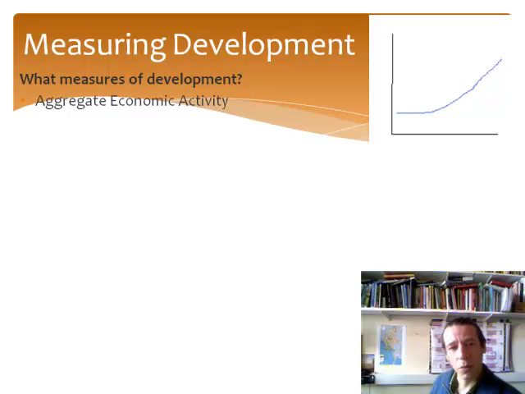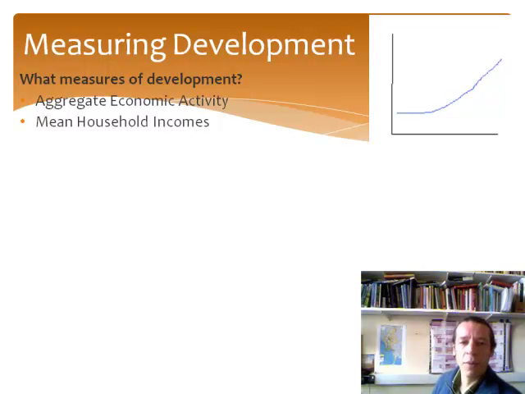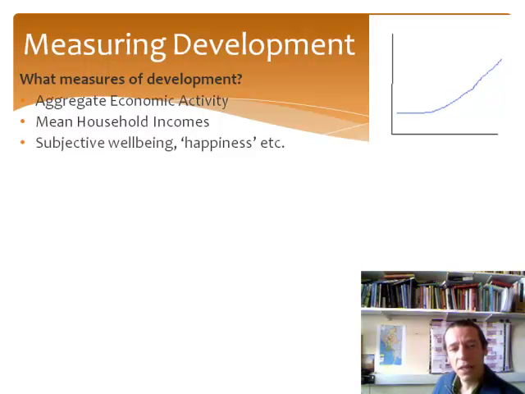Maybe aggregate economic activity or production, maybe increase in crops or more industrial production would reflect in the national product. We also may be interested in incomes, maybe household income, so we may look at mean household income. And thirdly, we may be interested in some more subjective measures, whether people feel like their lives are improving, whether they feel more happy, whether they feel more secure. So, well-being measures.